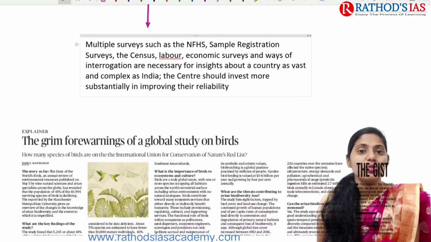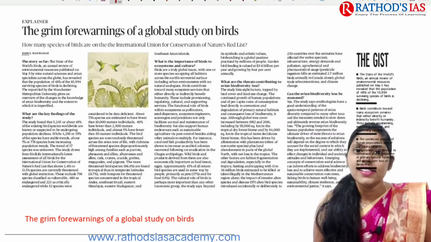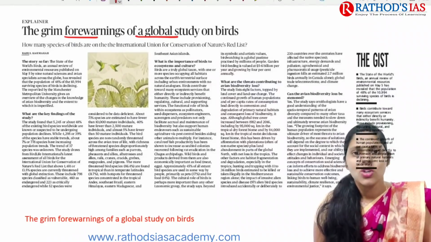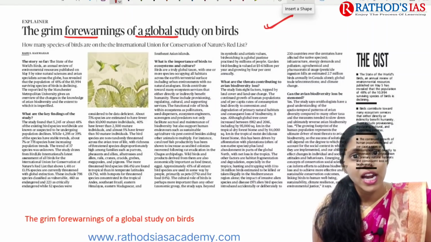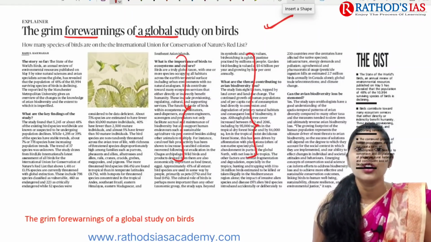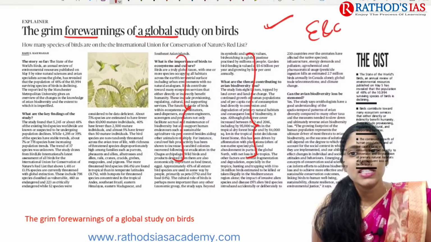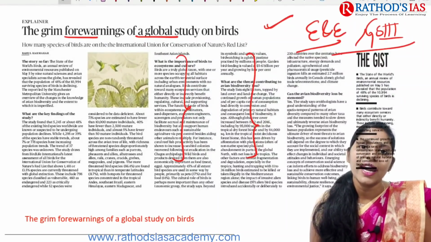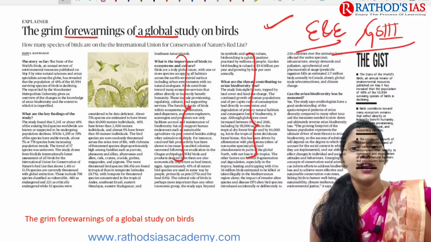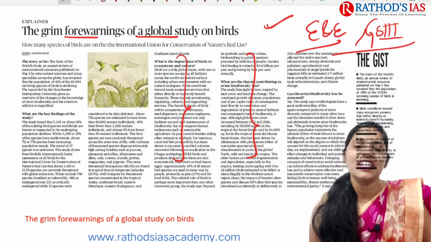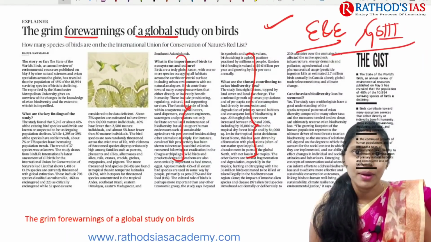And now let us see the next topic. The title says the grim four warnings of a global study on birds. I think the day before yesterday we studied this article regarding a global study on birds. Now let us see the important details given in this article. This article is important for your environment and ecology, which mainly comes in your GS paper 3. Birds also play an important role in our environment and ecology. Now let us try to understand what services are provided by birds, and you can appreciate that yes, birds are very much necessary in our environment.